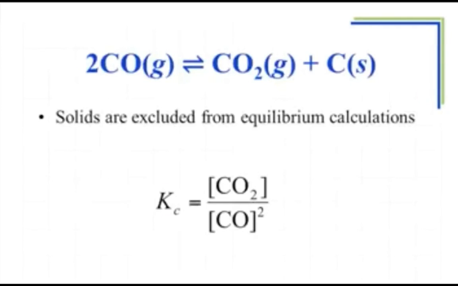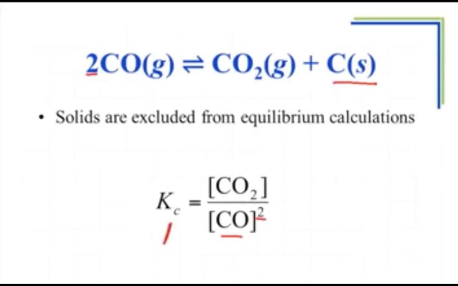So here's an example. I have 2 carbon monoxide going to carbon dioxide plus carbon solid. In this case, my solid is one of my products, and I don't include that in the equilibrium expression. I write the concentration of CO2, again, no power because my coefficient is 1, over the concentration of carbon monoxide to the second power because my coefficient is 2.